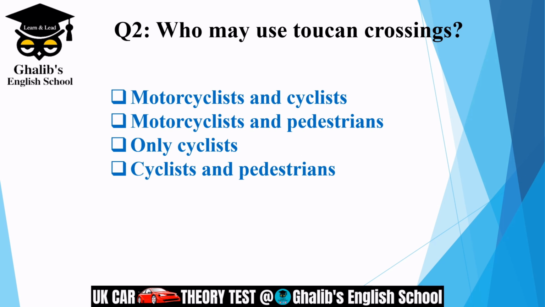Question 2. Who may use toucan crossing? Motorcyclist and cyclist, motorcyclist and pedestrian, only cyclist, cyclist and pedestrian. So the correct option is cyclist and pedestrian can benefit from toucan crossing.